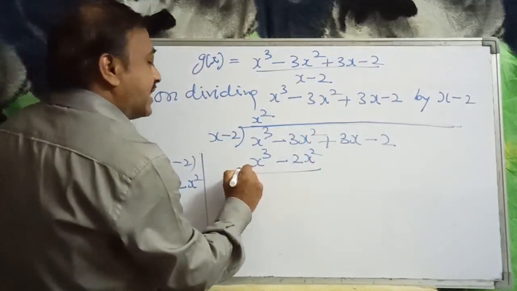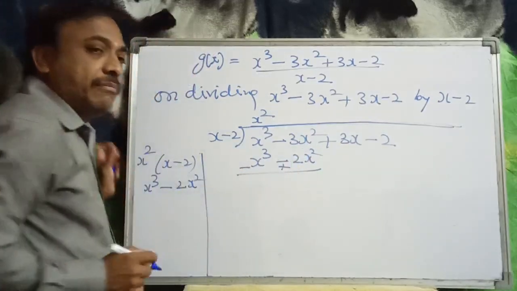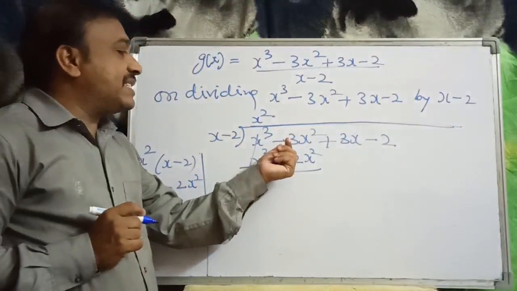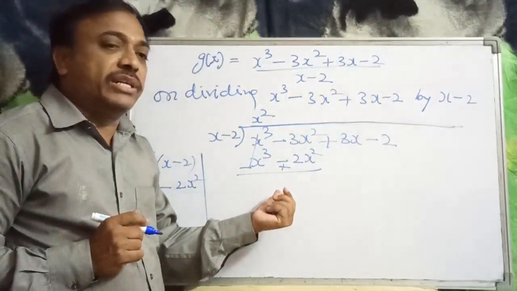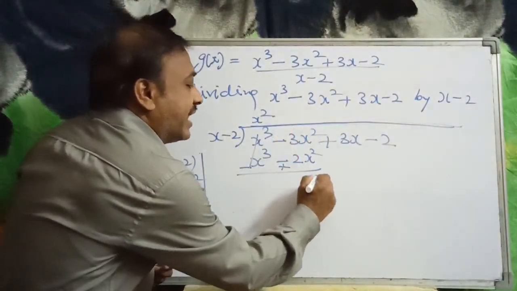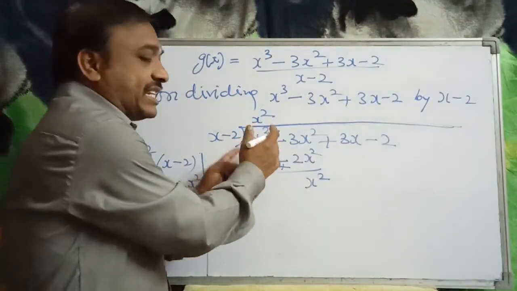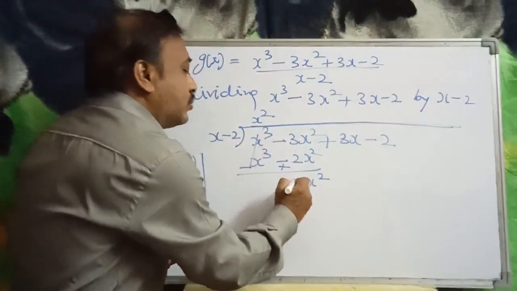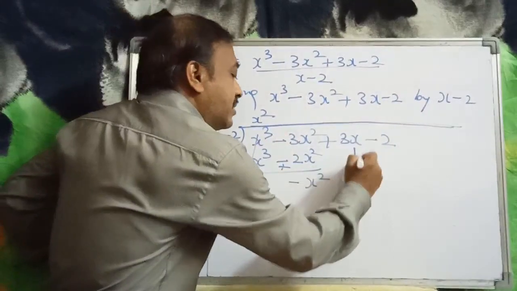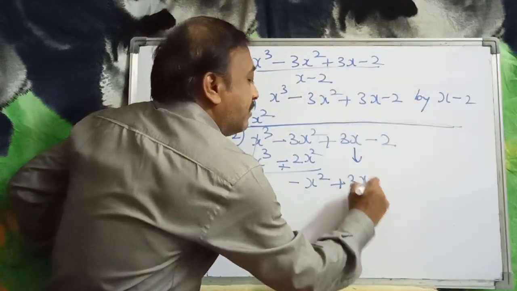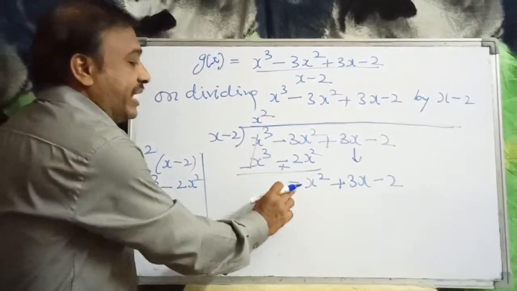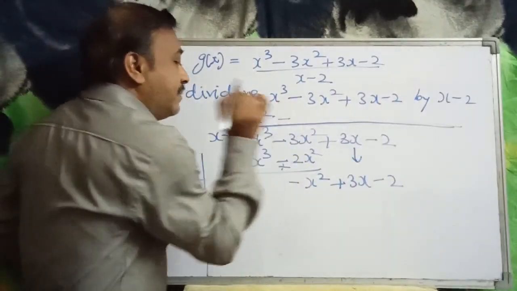Now when you subtract, the signs will change, minus and plus, these two get cancelled. This is minus 3x square and this is plus 2x square. Minus 3 plus 2 will give you 1x square, and what sign do you write? Minus 3 plus 2 is minus 1x square. And bring down the terms, plus 3x minus 2.